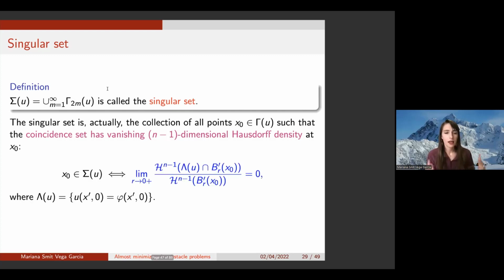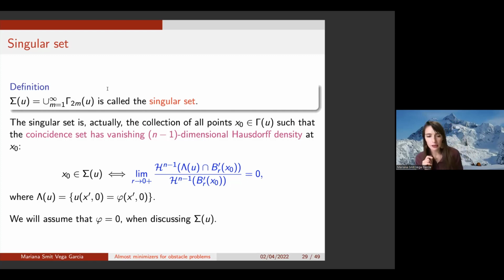What does that mean? This is what it means. So you have a limit of these two quantities. You look at the measure of the coincidence set in a thin ball divided by the measure of that thin ball, and this quotient has to tend to 0. So these two things happen to be equivalent, having an even frequency and having this 0 Hausdorff density. And with that, you can actually prove several things about these points, the singular points.